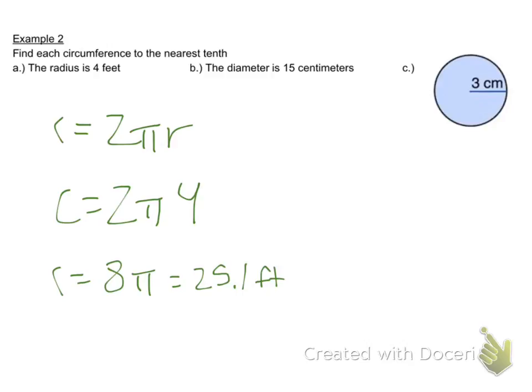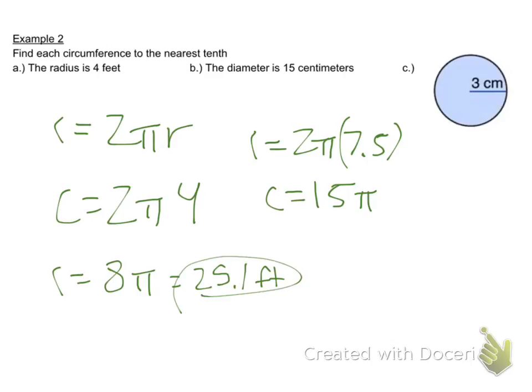B, it has a diameter of 15. So do I put 15 into there? What should I put into r? It's not 15. It's half, right? Because the diameter is all the way through the circle, where a radius is only half. What's half of 15? Yeah, 7.5. So C equals 2 times pi times 7.5. Wait a minute, 2 times 7.5 is back to 15 pi. And what's 15 pi? 47.9, and this one's in centimeters.